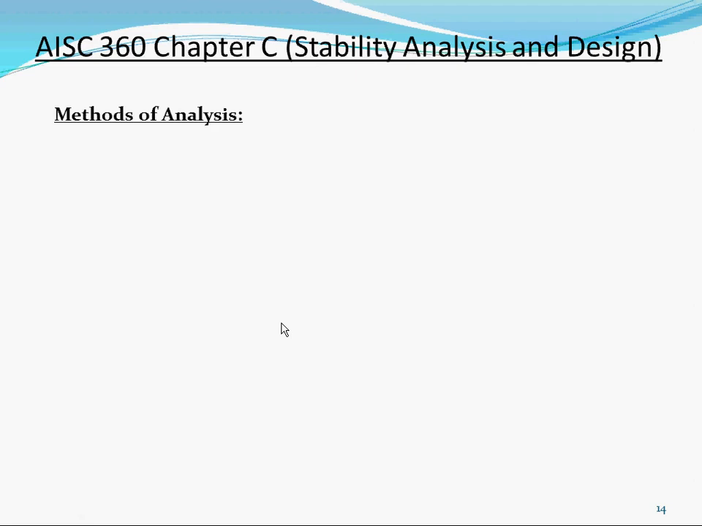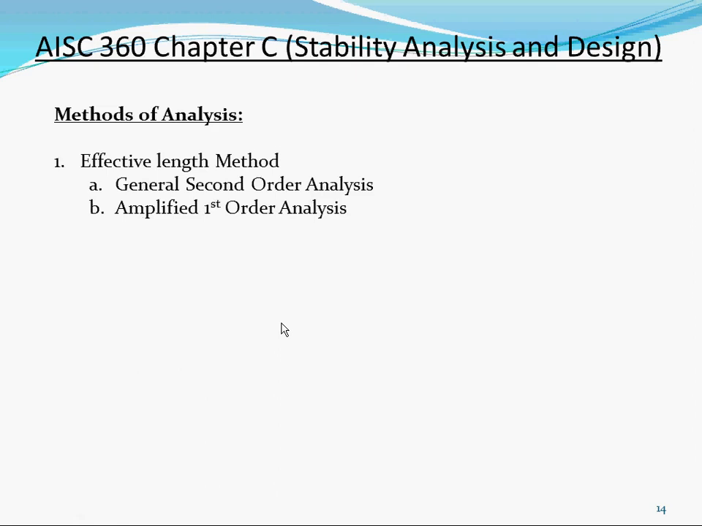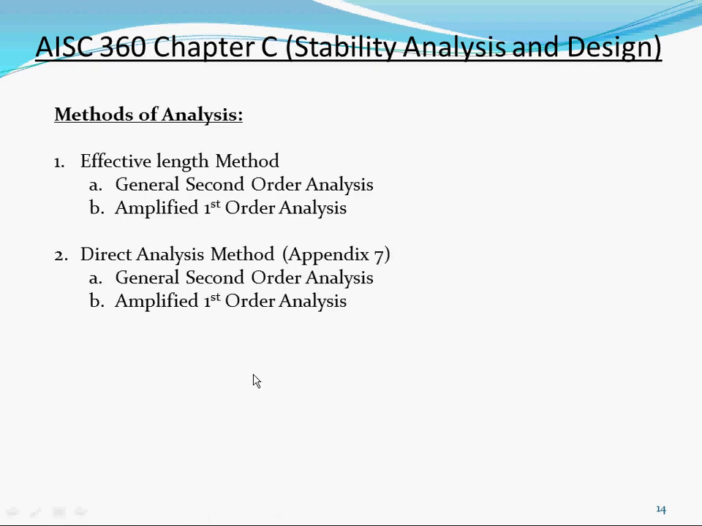Chapter C is on stability analysis and design. It tells you the methods of analysis to use, which one you want to choose, and what some of the options are. They basically group it into two types. You have the effective length method, that's the K calculation, and you have the direct analysis method. This one is relatively new. It was introduced in 2000, it's in the appendices in 2005, but they moved it up front in 2010. So this is now the preferred way of doing it versus the other.